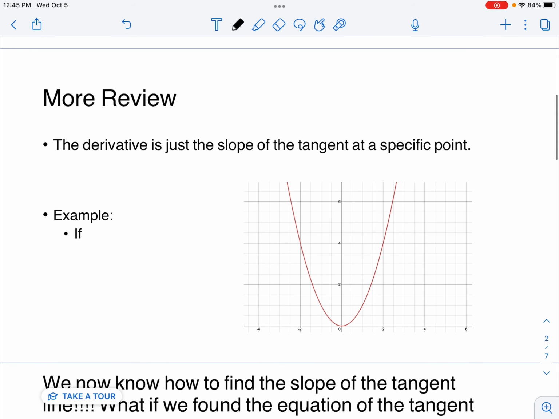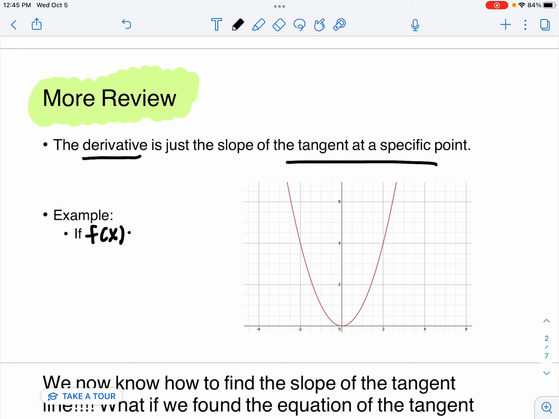If you need more time, you can pause and go back. But this is a review of that worksheet that you're supposed to do on Wednesday and that you should have finished for homework. The derivative is just the slope of the tangent line at a specific point. We've talked about that a little bit, but I just want to keep putting that in your brains. The derivative is just the slope of the tangent line at a specific point. And on your notes, this is what you should see.